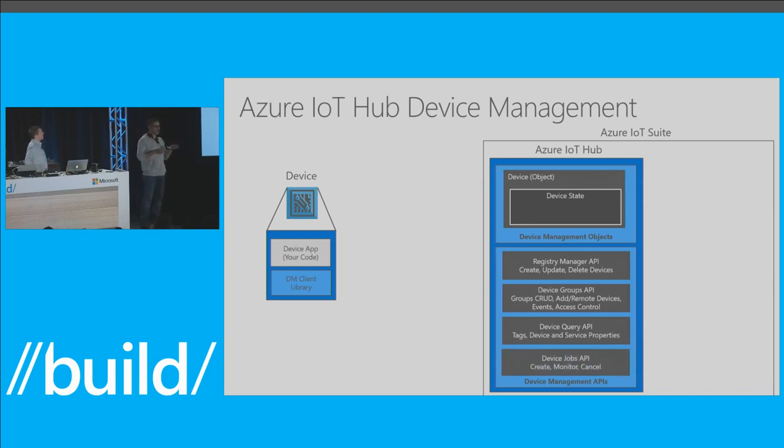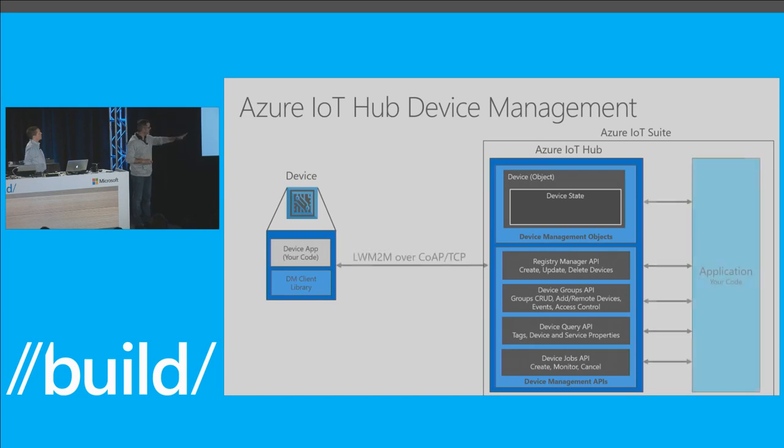All the non-application level stuff. And then job APIs, so you can do things like creating and monitoring and doing all the things you would do with devices. And then behind all of that is your application code, and you're talking from your application code through IoT Hub using those protocols, the lightweight machine-to-machine protocols over CoAP and TCP, to your device. So that's the scenario on how it works.